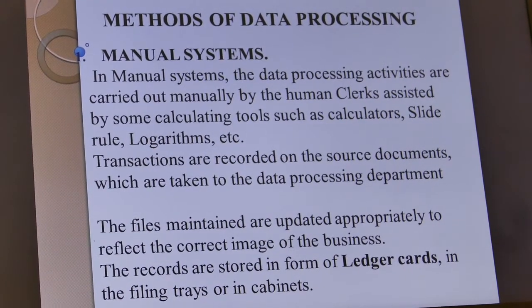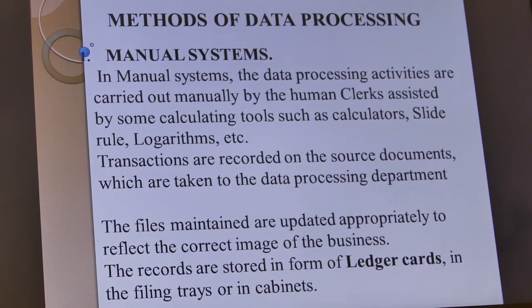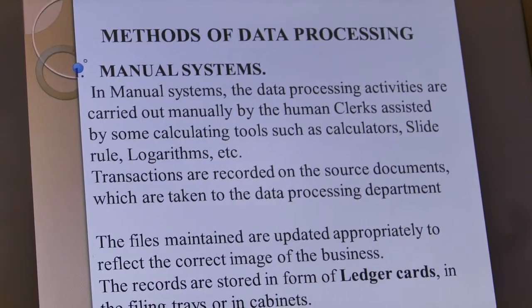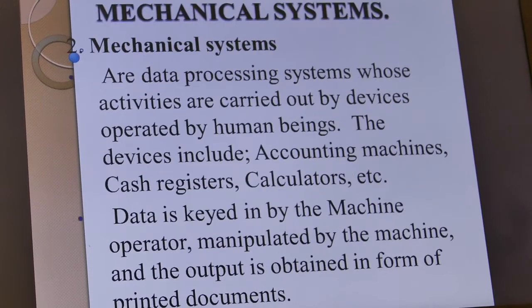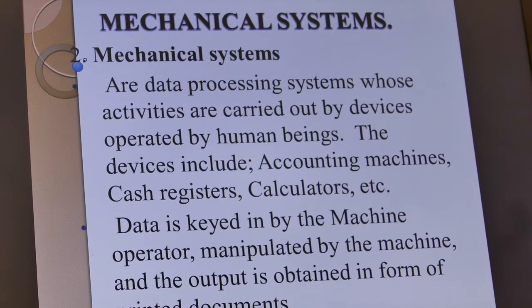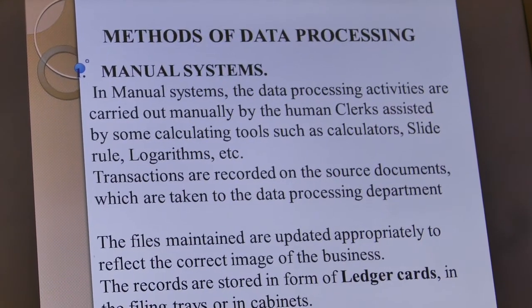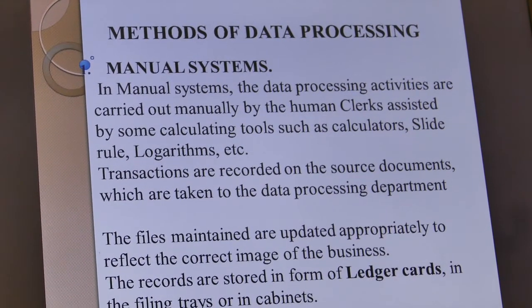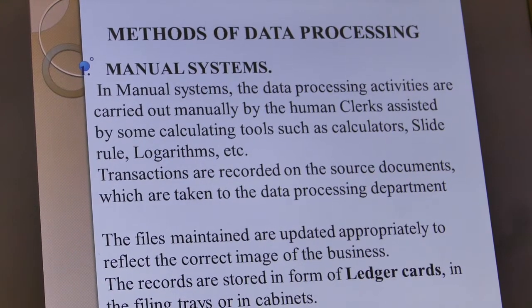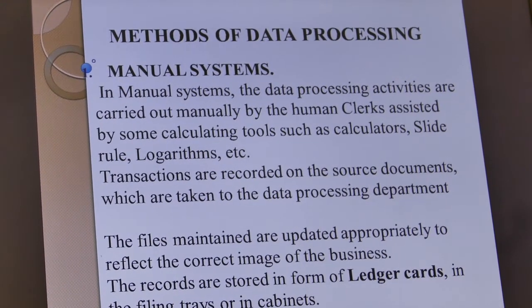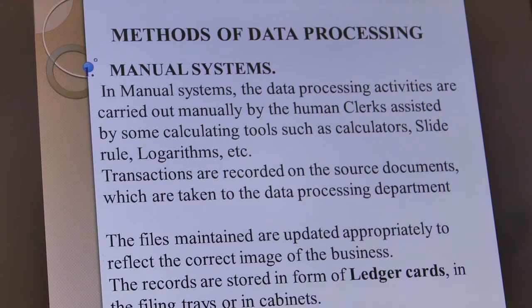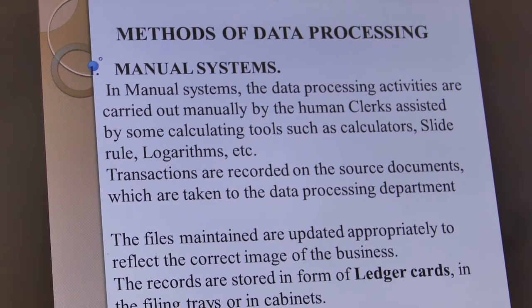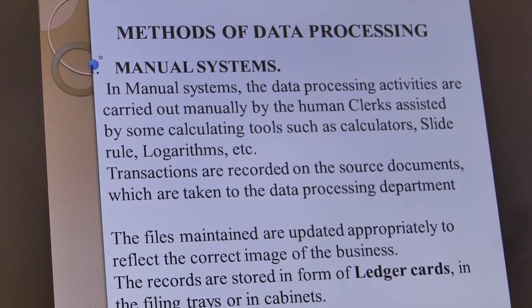So we also have methods of data processing, and in this we have two main: the manual system and the mechanical system. We can begin with the manual system, whereby the data processing activities are carried out manually by human clerks, assisted by calculating tools like calculators, slide rules, logarithms, and so on.